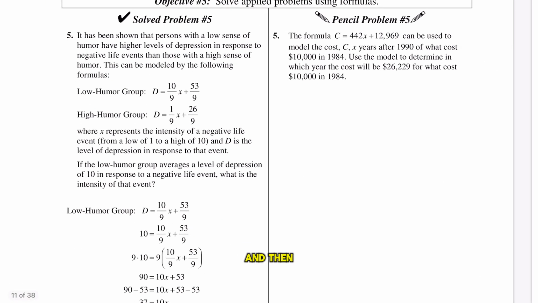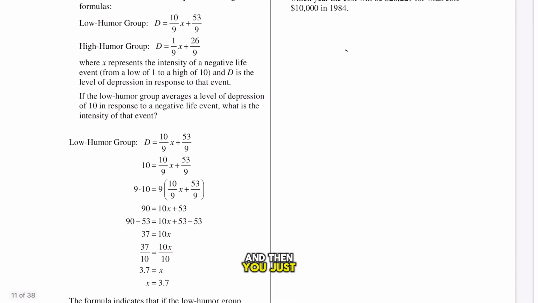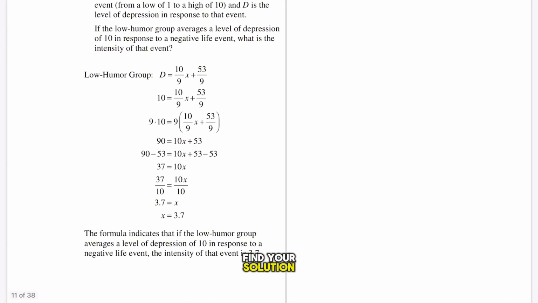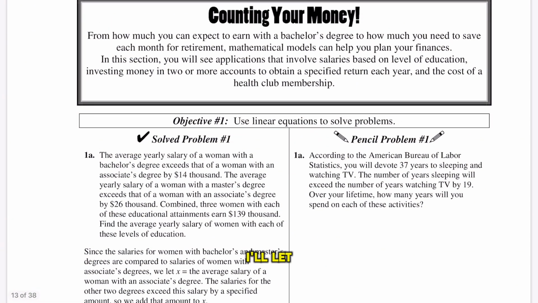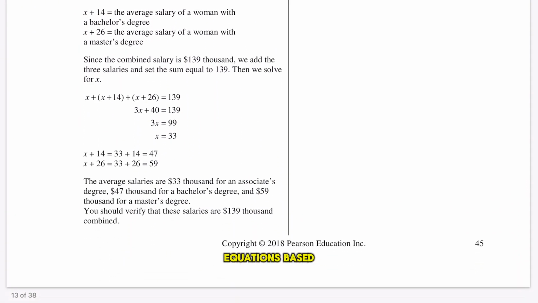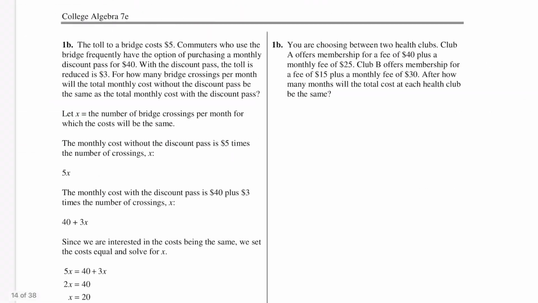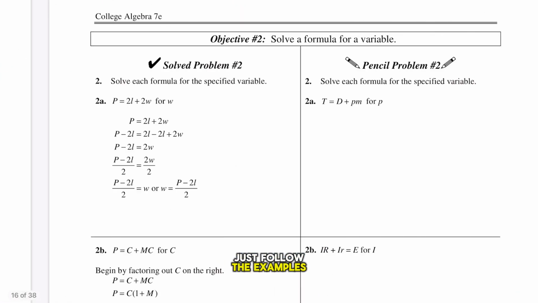And then this is just an application of the same type of problem. They give you a low humor group, they give you a high humor group, and then you just find your solution. I'll let you spend time on this one as well. You're just setting up equations based on situations. Just follow the examples.